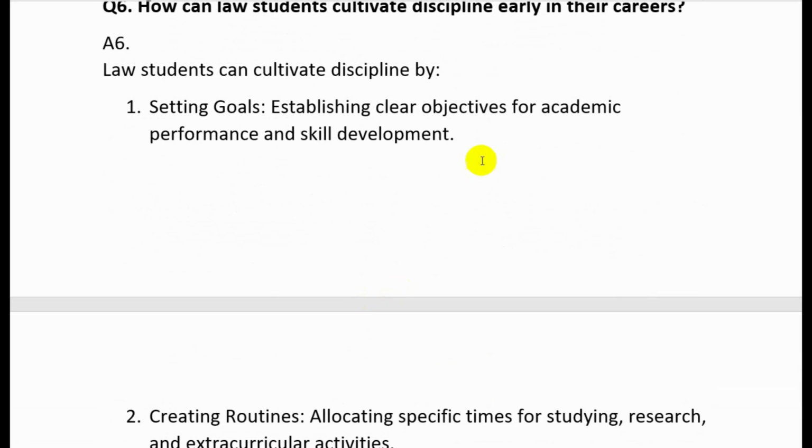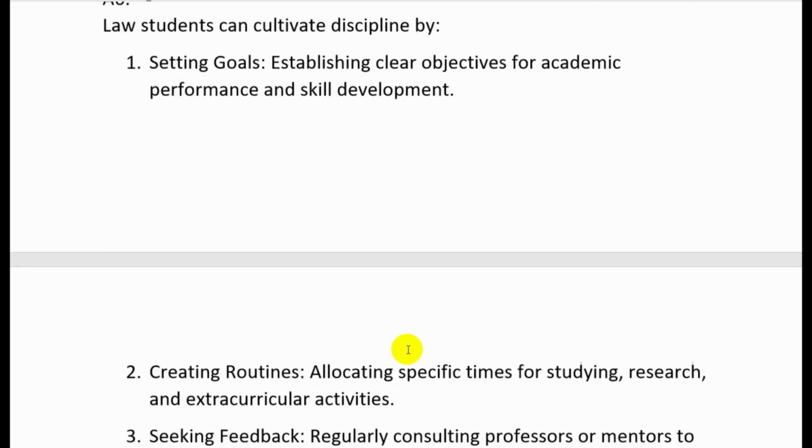Setting goals. Establish clear objectives for academic performance and skill development. This is very important for all of us, that we have to set goals, that we want to develop these skill sets of argument, of speech or public speaking, and so on. So these are very important objectives that we can set as students when we are studying law for 5 years, and improve on our argument skills, our logical thinking, analytical thinking, and so on. How to present ourselves, all of these will matter when we actually present ourselves or fight a case for our clients.